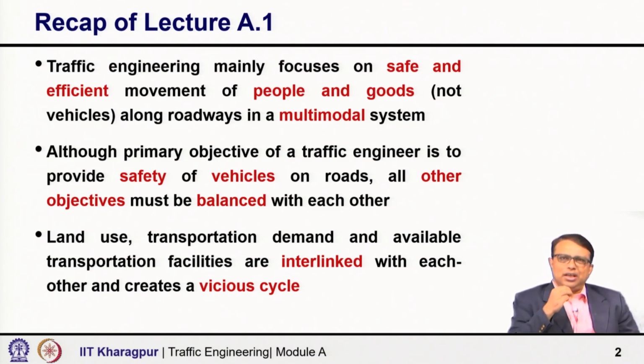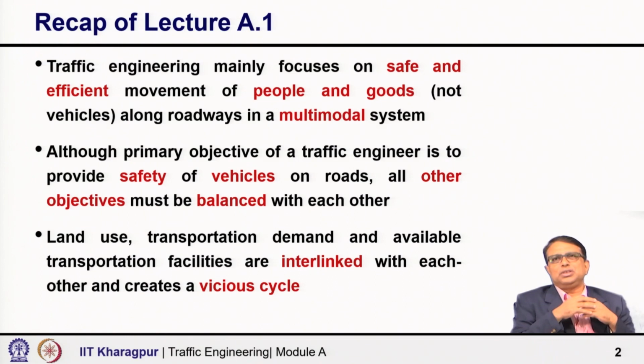We also said that our basic objective is not movement of vehicles, although we traffic engineers often refer to vehicles, but our primary objective is the safe and efficient movement of people and goods. Second, we said that the primary objective of the traffic engineer is to enhance safety. Safety is always of the highest importance. But all other objectives are also important, as they are the desires of the road users or transport users. And the key challenge we often face as traffic engineers is how to balance these objectives with each other, the secondary objectives within themselves and also with the primary objective of safety.